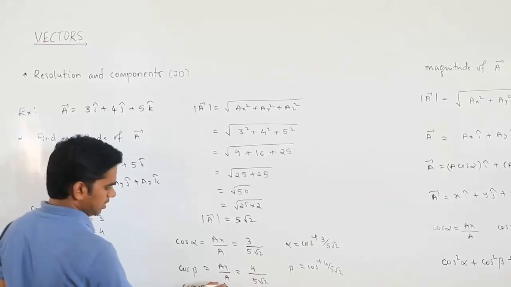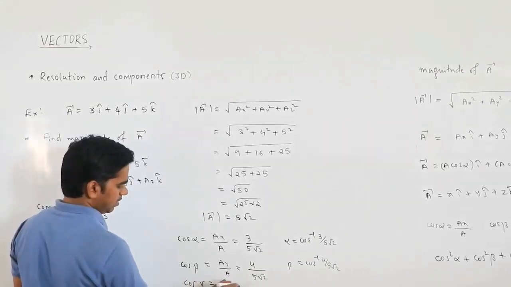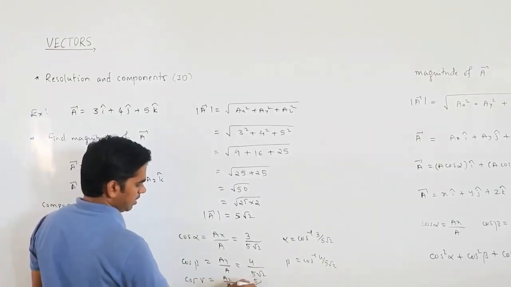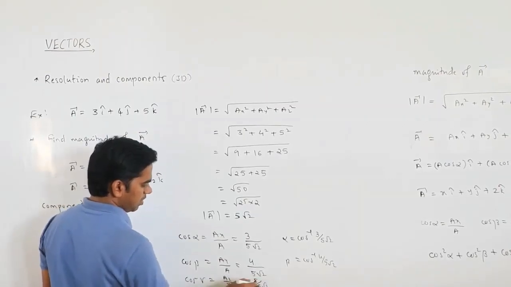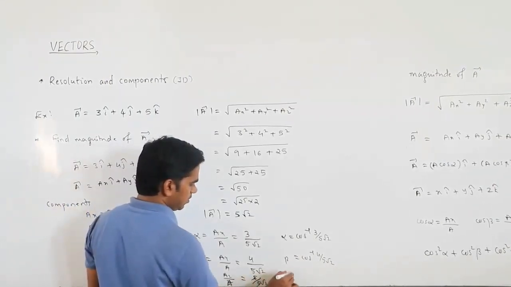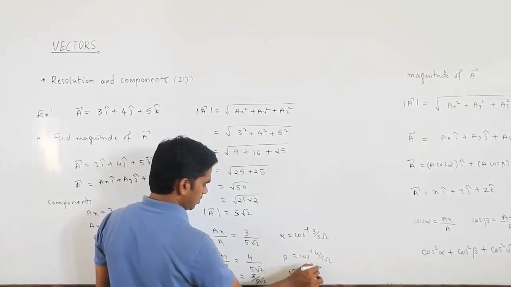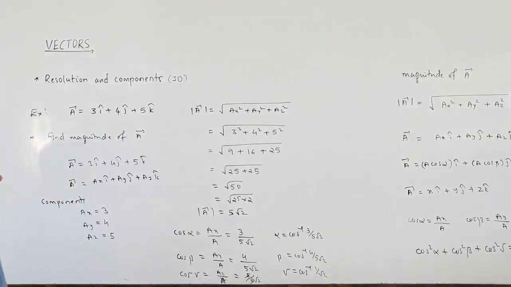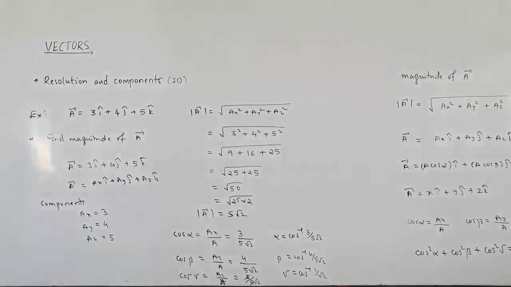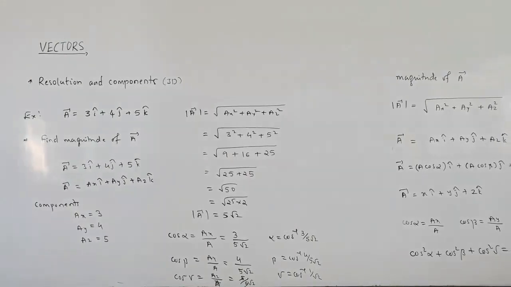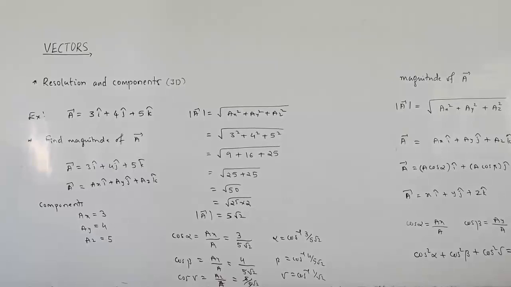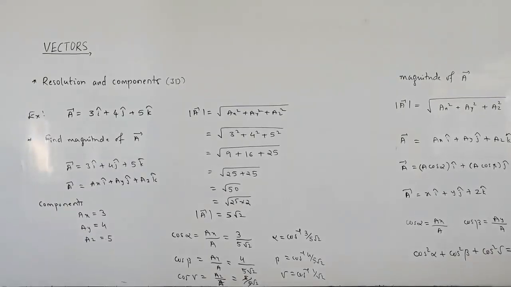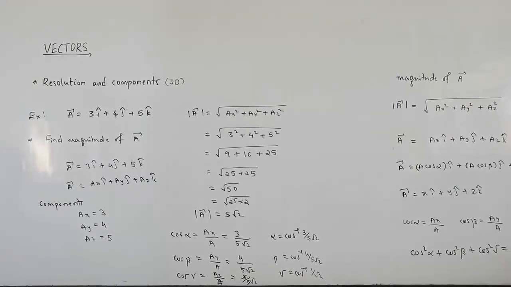Gamma equals Az by A. So that is 5 by 5 root 2. So the 5 will get cancelled. So gamma equals cos inverse of 1 by root 2, because 5 is getting cancelled. So this is how you can get the magnitude, alpha, beta, gamma when the vector is given in 3 dimensions, meaning i cap, j cap, k cap.